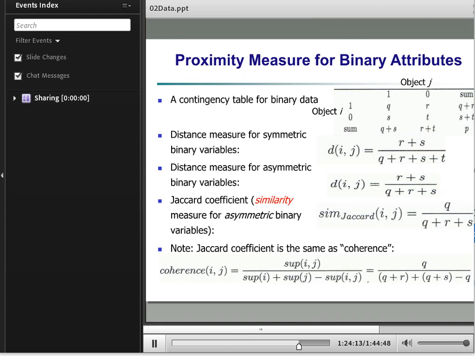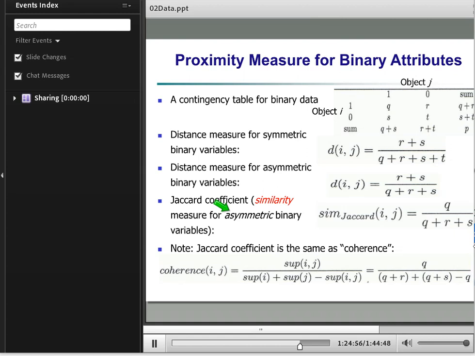I will give an example in the next slide. Just let me define the equations. So similarity of Jaccard is Q divided by Q plus R plus S. Q is the case that object I is 1 and object J is 1 too, both objects are 1, divided by Q plus R plus S. Here in the Jaccard coefficient, we still talk about asymmetric binary.